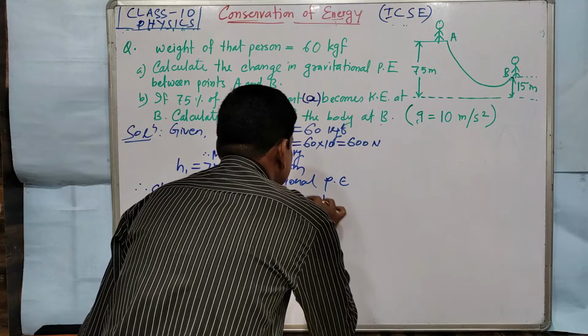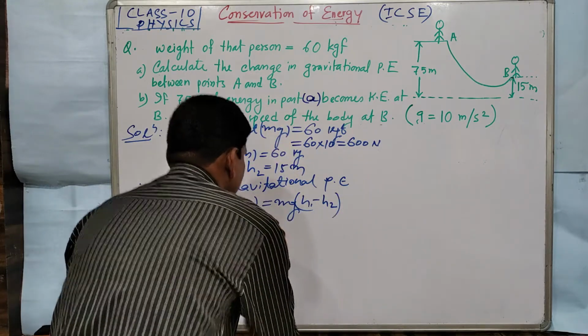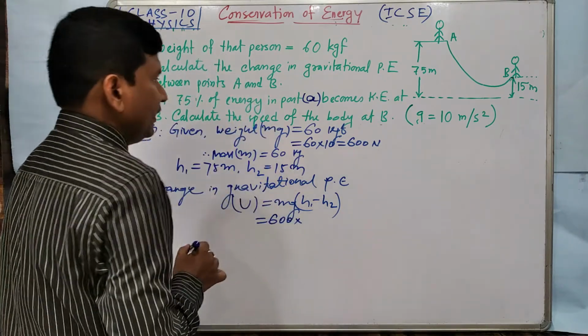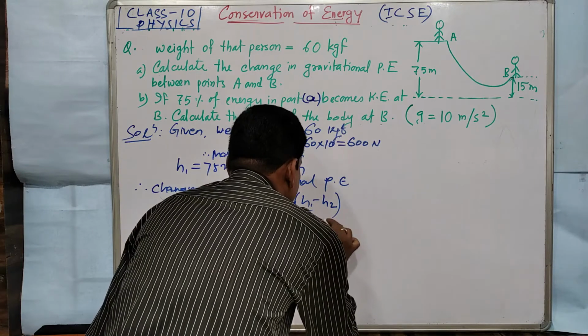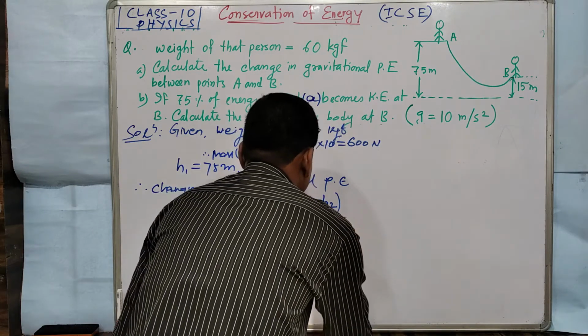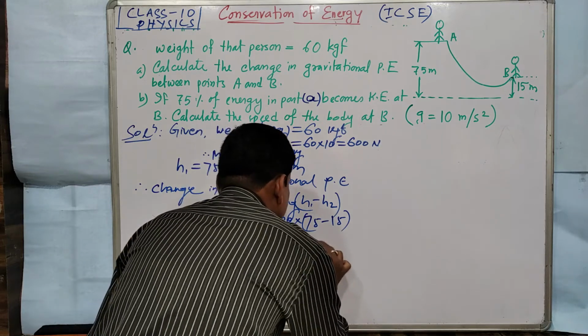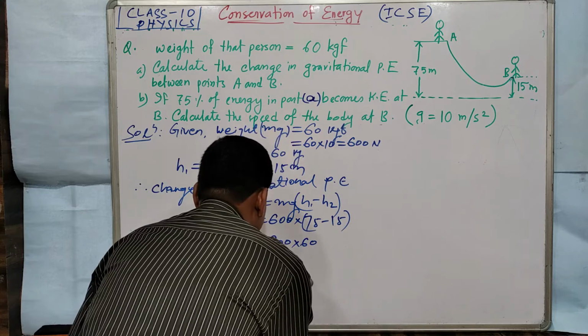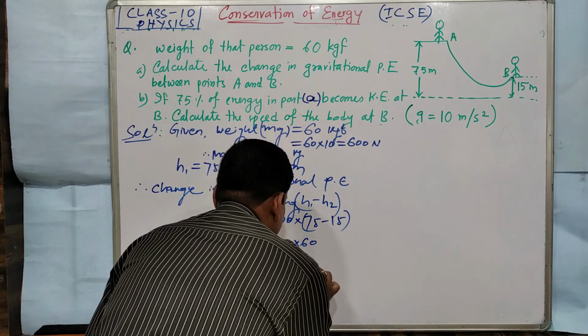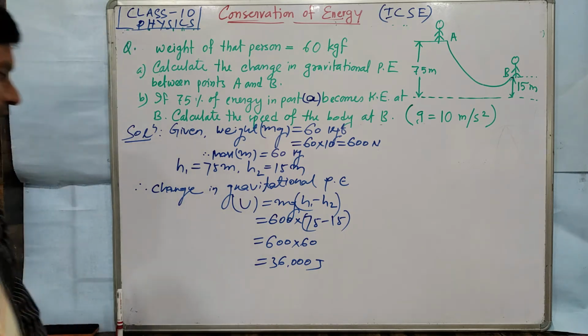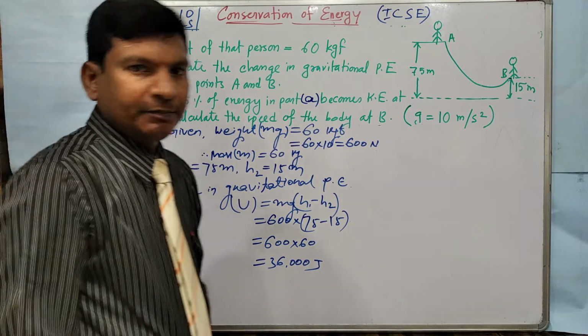mg(h1 minus h2). That is equals to, mg is given 600, so put the value 600 into h1 is given 75, 75 minus 15, so that is equals to 600 into 60, that is equals to 36,000 joule. Since we are getting now potential energy, therefore the change in the gravitational potential energy here is coming almost 36,000 joule. So now we will see number B.